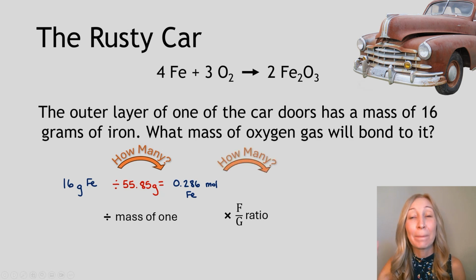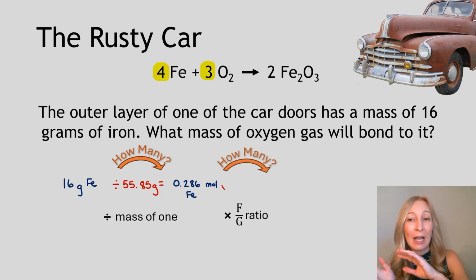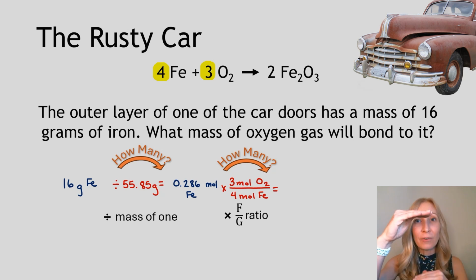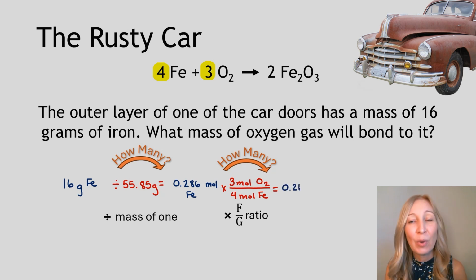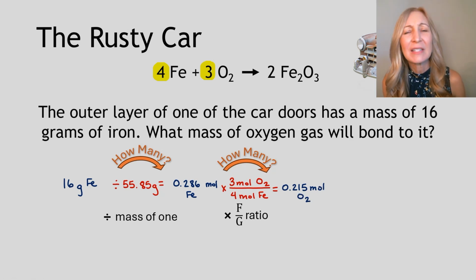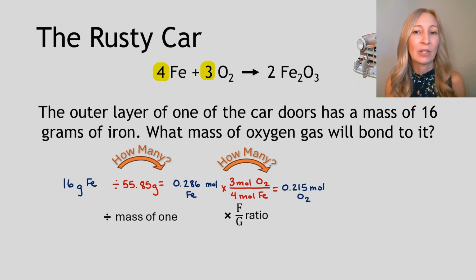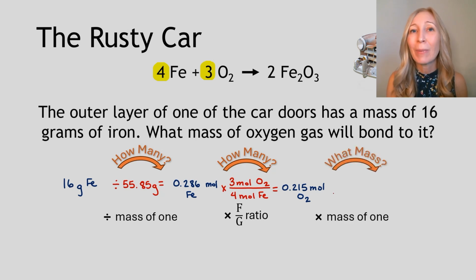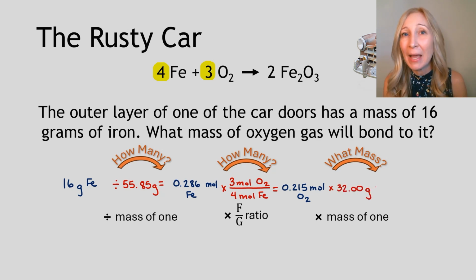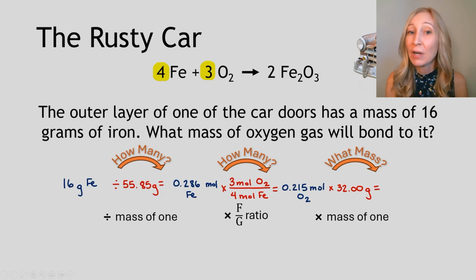Next, we need to use the balanced equation to figure out how many moles of oxygen this will react with. So 0.286 times 3/4 equals 0.215 moles of oxygen. Since the question is asking about the mass of oxygen, we need to multiply our answer by the mass of 1 O2. 1 oxygen, or O2, has a mass of 32.00 grams.